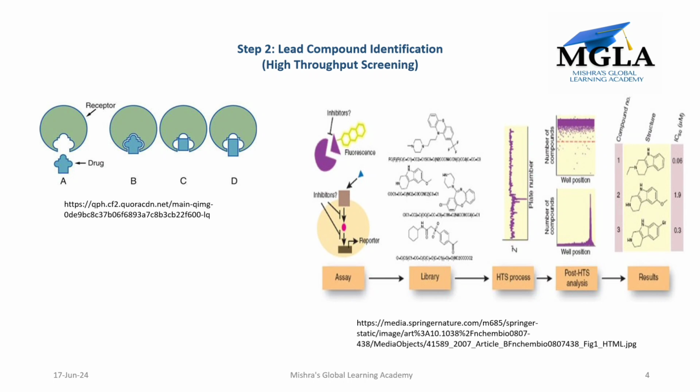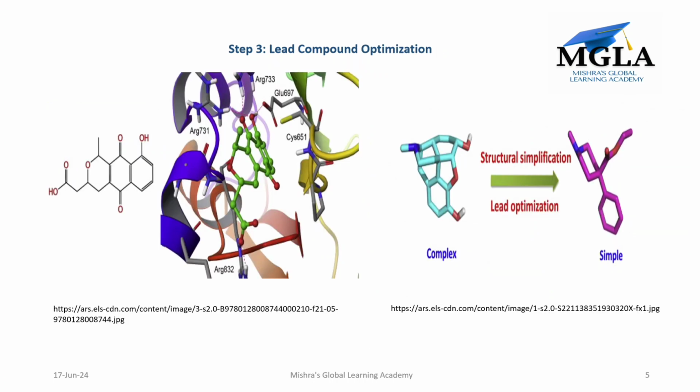Step 3. Lead optimization. Once a potential lead compound is found, scientists optimize it. They tweak its structure to enhance its effectiveness and minimize side effects. This phase involves extensive testing and fine-tuning to develop the best possible drug candidate.